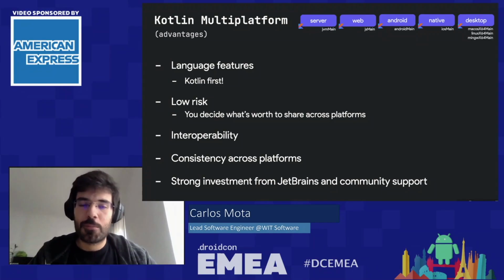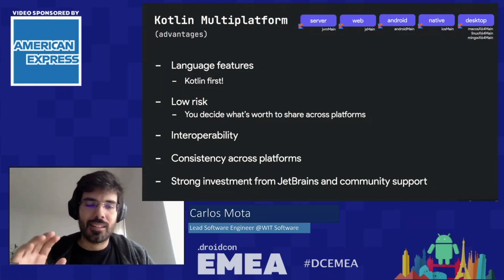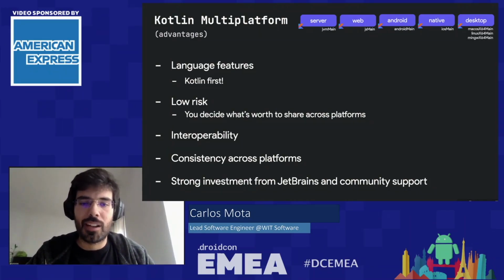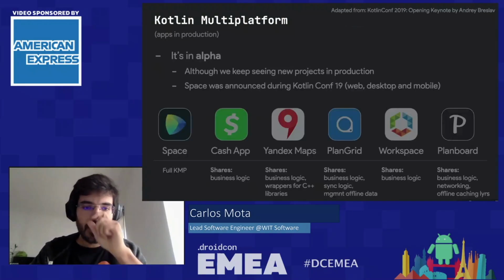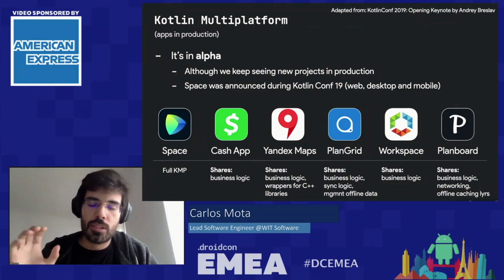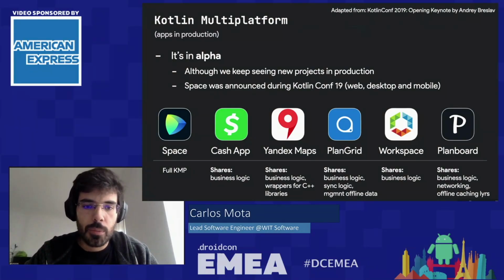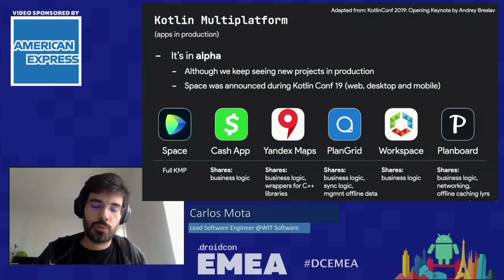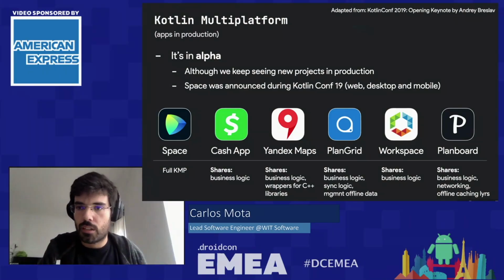There is a strong investment from JetBrains and amazing community support. There is the Kotlin Slack, and I've asked a lot of questions there, and people are always supportive and help you. People from JetBrains are always very happy to help and assist you. This is a question I've seen a couple of times: are there apps in production? This slide was presented at the last KotlinConf. JetBrains launched its Space entirely on multi-platform, and there are other applications that are starting to move to multi-platform. Cash App shares its business logic, Yandex Maps wraps C++ libraries, and different applications share different parts.